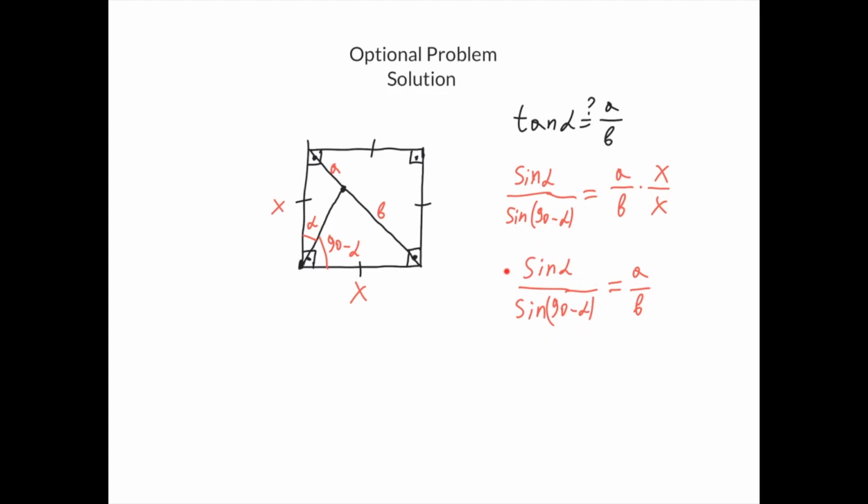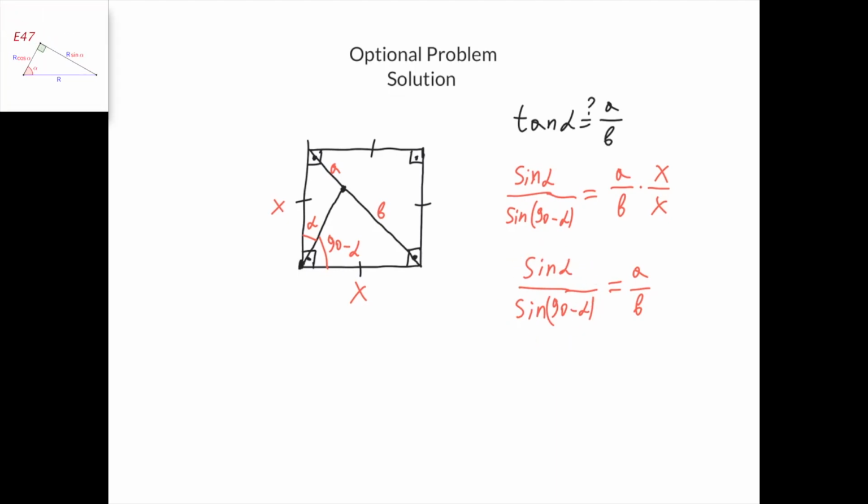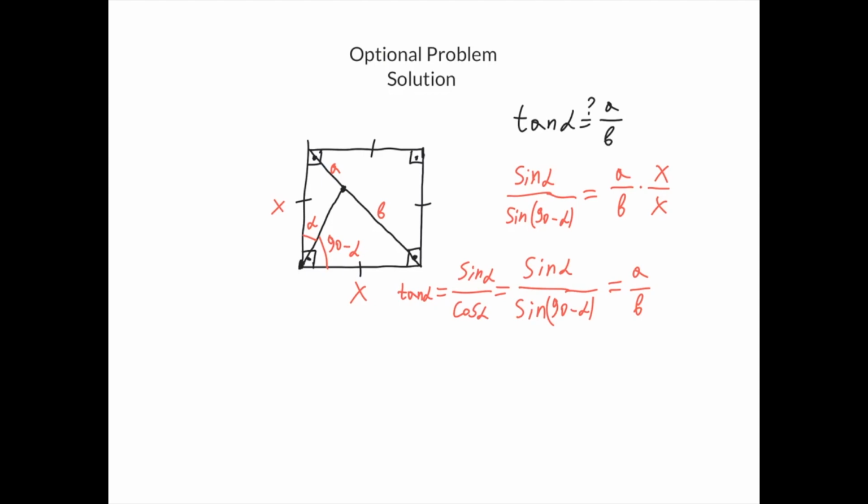And now, is this the tangent of alpha? Oh yes, because sine of 90 minus alpha equals cosine of alpha, and sine of alpha divided by cosine of alpha equals tangent alpha. And therefore, tangent of alpha equals a divided by b as desired.